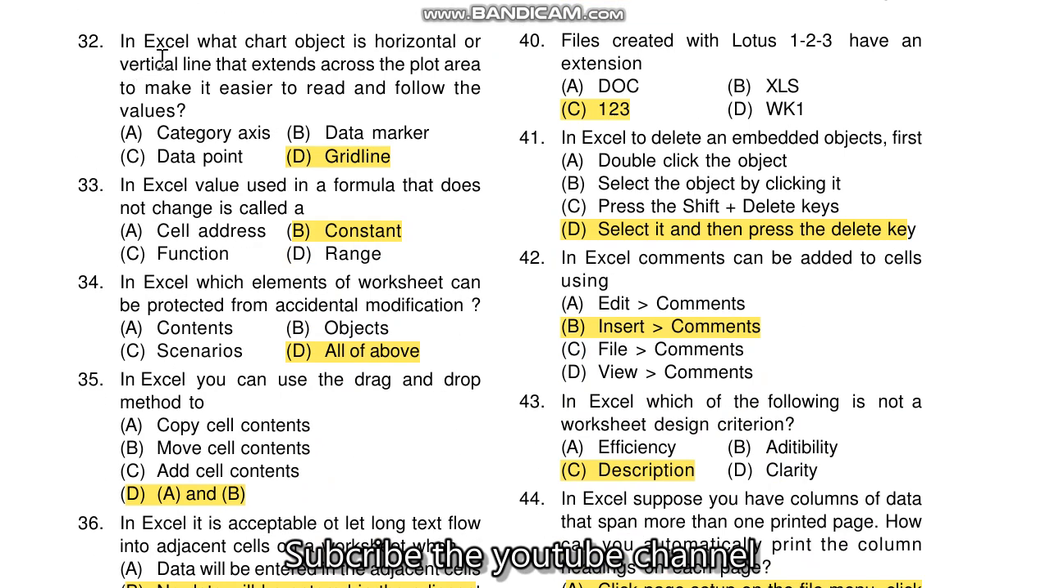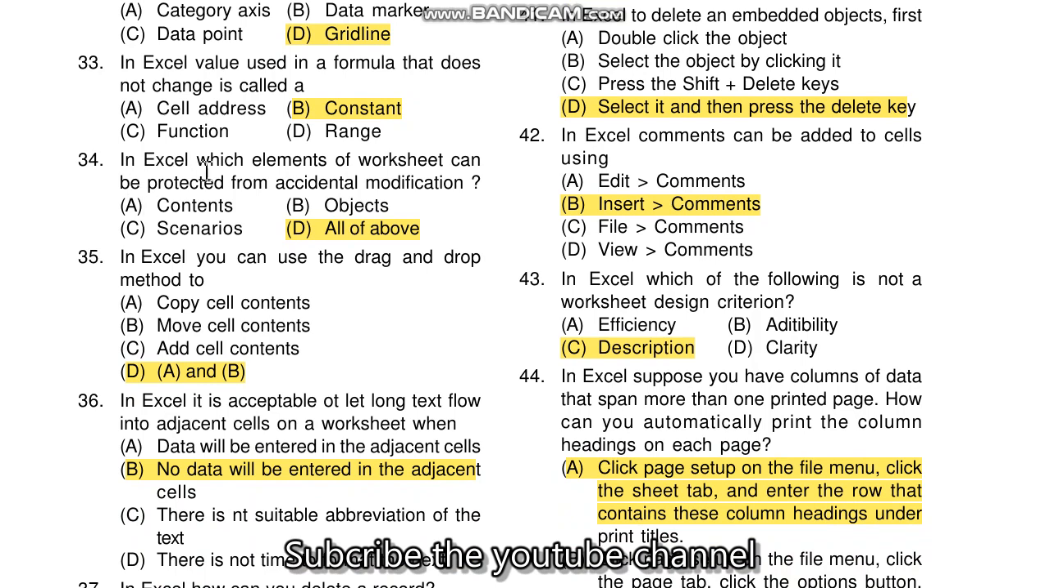32 question, Excel what chart object is the horizontal or the vertical line that extend across the plot area to make it easier to read and follow the value. Grid line कहते हैं. 33 question है Excel value used in a formula that does not change is called the constant कहते हैं. 34 question in Excel which element of the worksheet can be protected from the accidental modification.